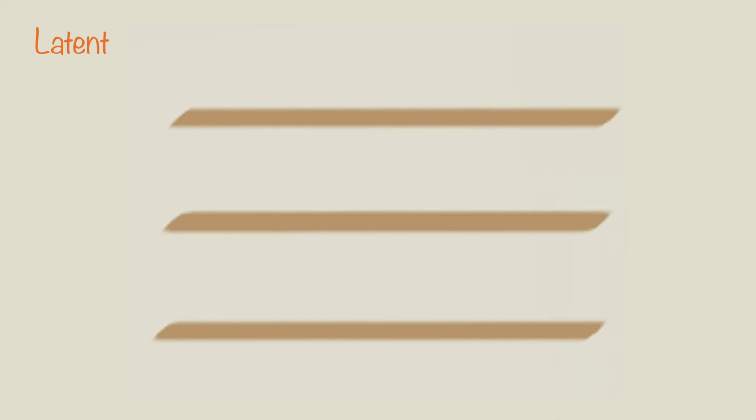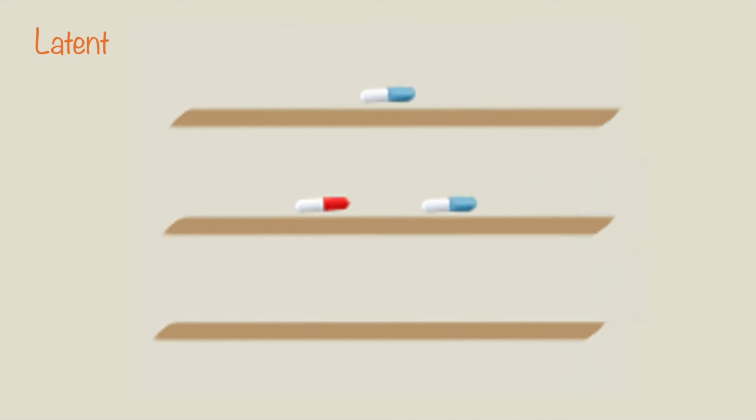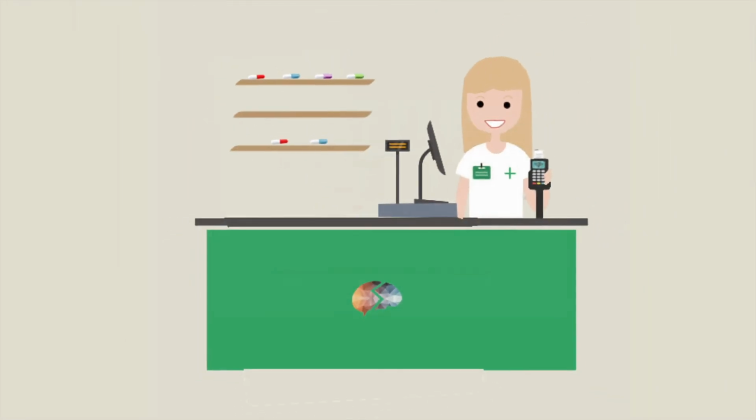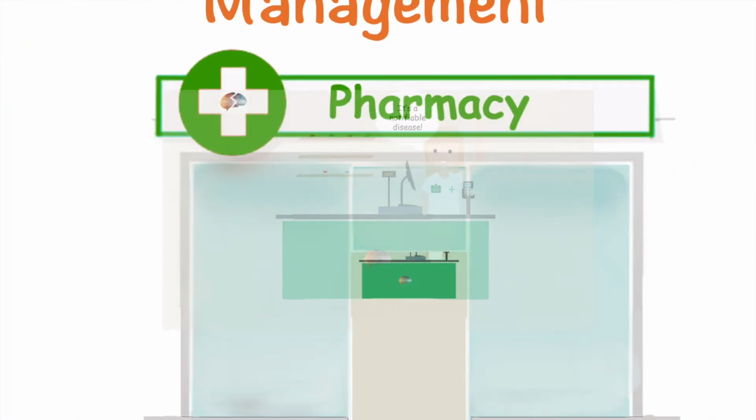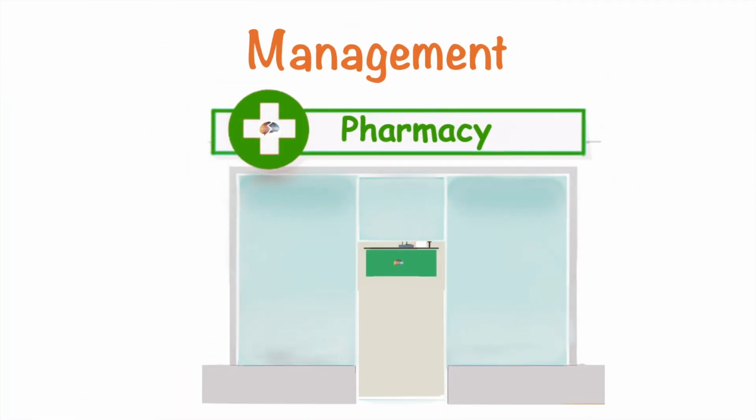Now for the management of latent TB. Either isoniazid is given alone for 6 months, or both rifampicin and isoniazid are given for 3 months. And yes, TB is a notifiable disease, and contact tracing is important. Thank you, Sina. That's the management of TB in a nutshell.